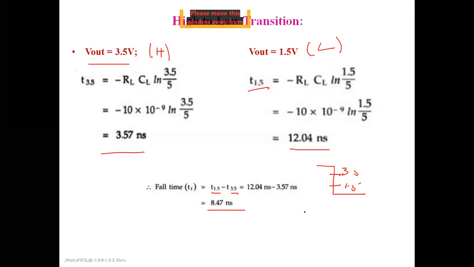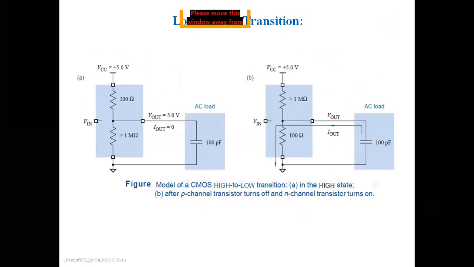Now the second part of the transition is low to high. So far we have seen the fall time from high to low. Now the second one is low to high. When the output is changing from low to high, it is called the rise time. So now we will see the rise time. What is rise time? The time required by the output of the circuit to change from the low to high state.